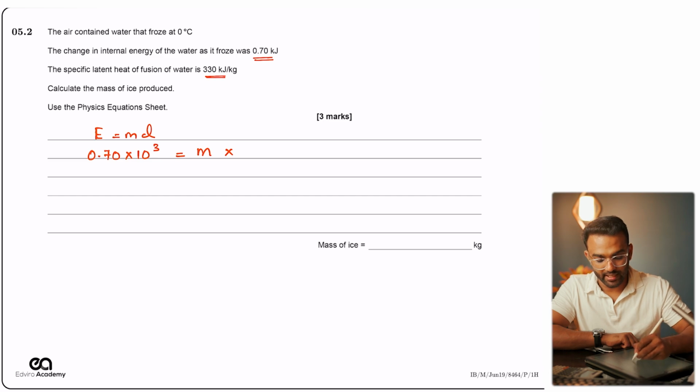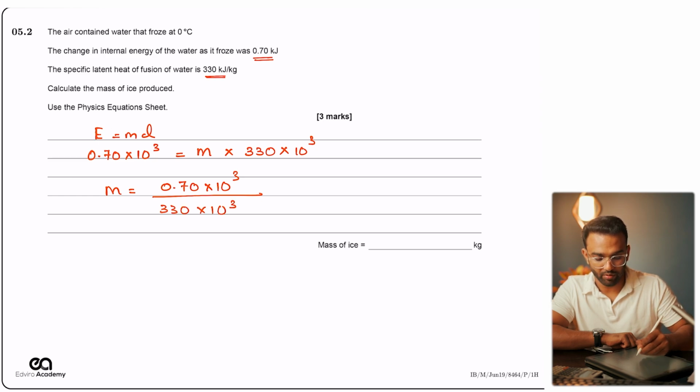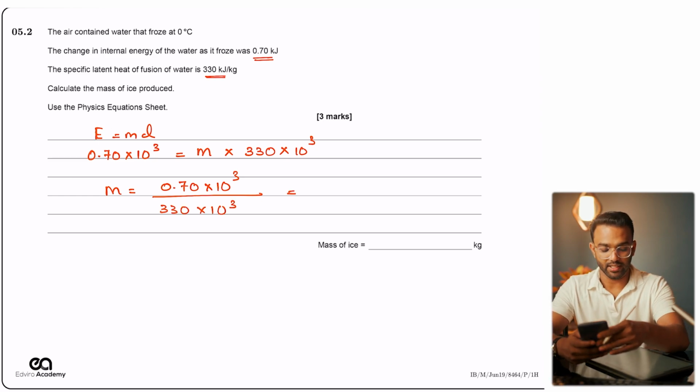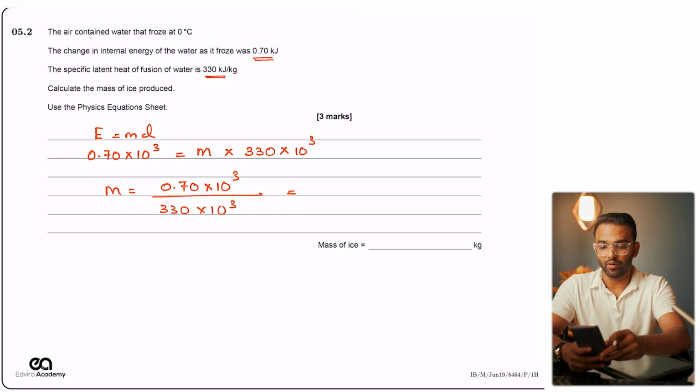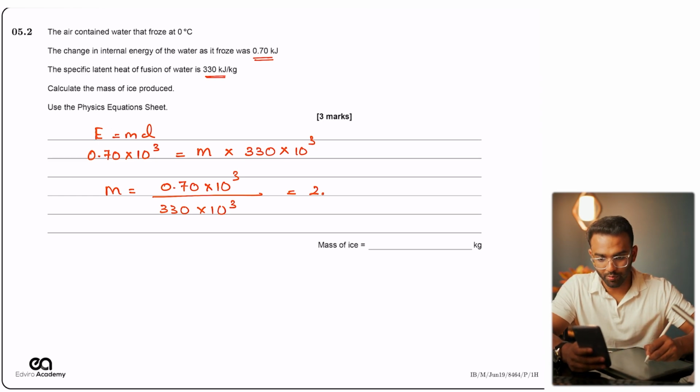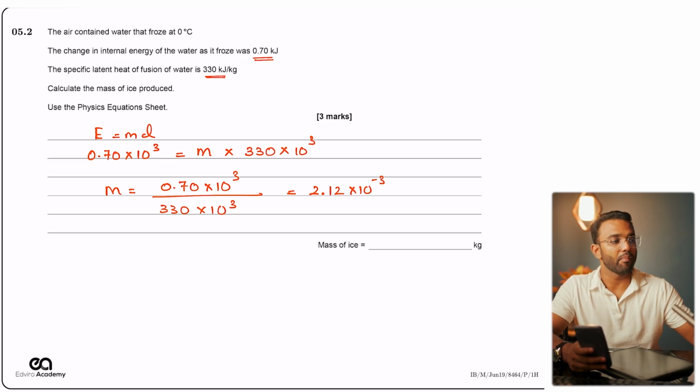And the latent heat is 330 times 10 to the power of 3 as well. So m equals 0.70 times 10 to the power of 3 divided by 330 times 10 to the power of 3, and put that in your calculator. So that would be 0.70 divided by 330. That's it. 0.70 divided by 330 is giving me a value of 2.12 times 10 to the power of minus 3. That is the mass of ice.